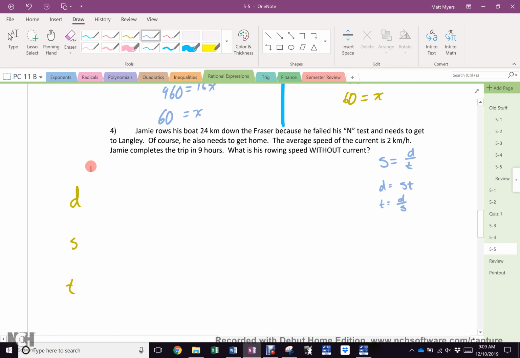All right. Now, what do I know to fill in this chart? The distance. What's the distance? 24 kilometers. 24 kilometers there, and the speed of the current is 2 kilometers an hour. Well, hold up. We have to split this, don't we? Because he's coming home, isn't he? So how far is he coming home? 24. Excellent.